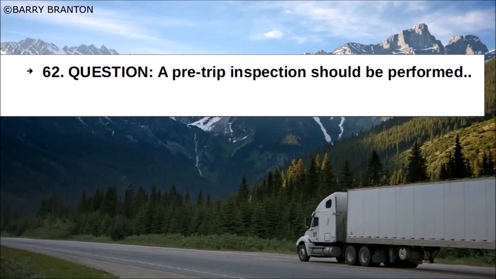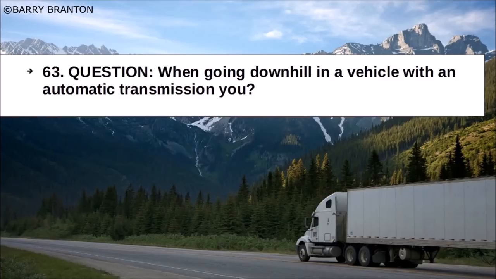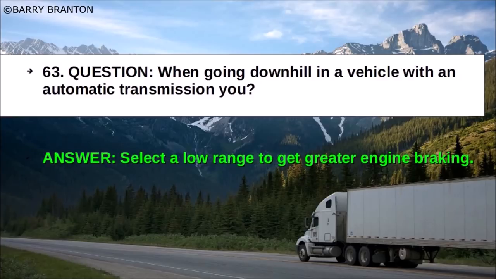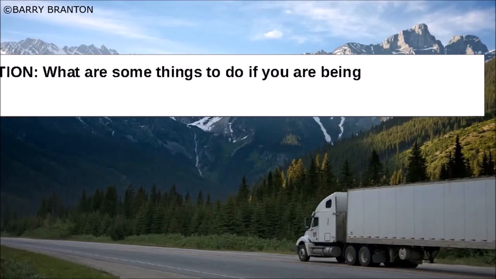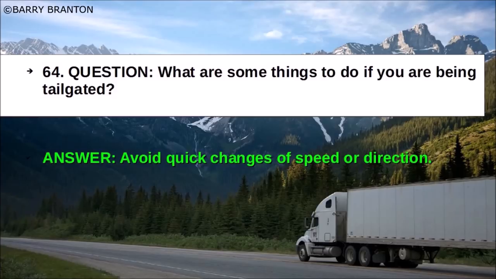A pre-trip inspection should be performed before each trip. When going downhill in a vehicle with an automatic transmission, you select the low range to get greater engine braking. What are some things to do if you're being tailgated? Avoid quick changes of speed or direction.